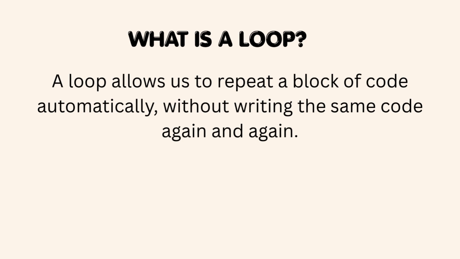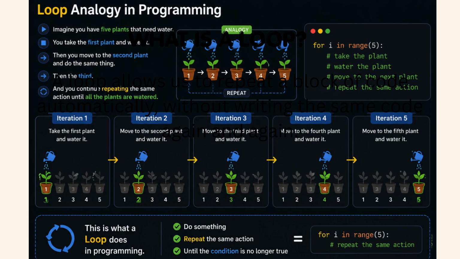We actually use this concept all the time in real life. Imagine you have five plants that need to be watered. You first take the first plant and water it, then you move to the second one and do the same, and the third, do the same. Programming works in a very similar way. Instead of writing the same instructions again and again, we tell Python to repeat this code for every item or for a certain number of times.